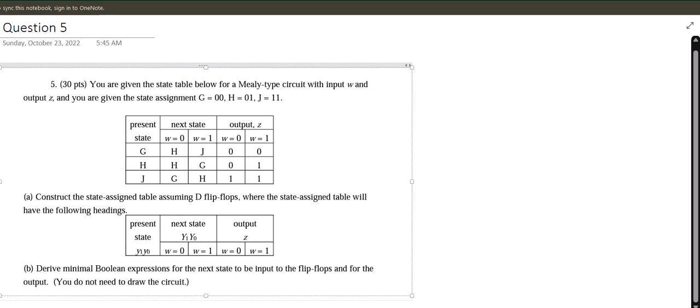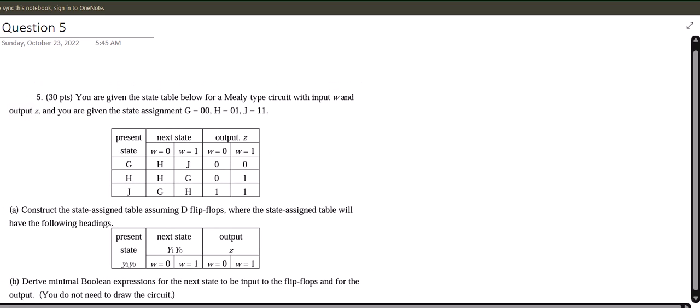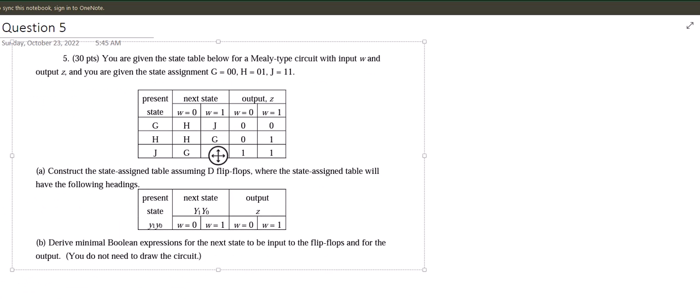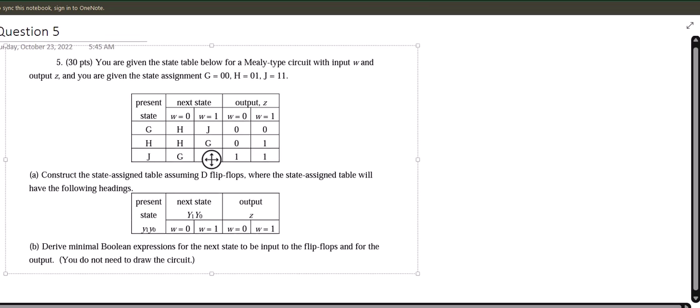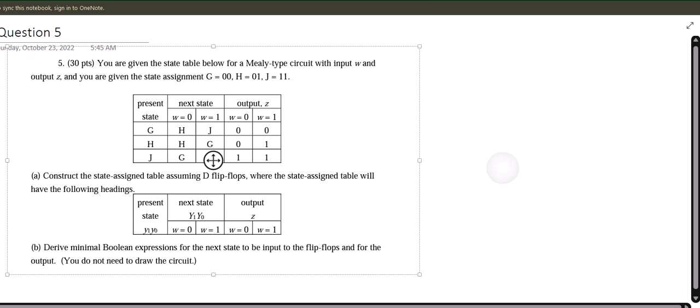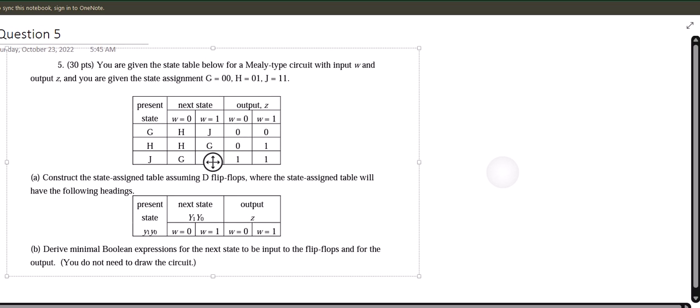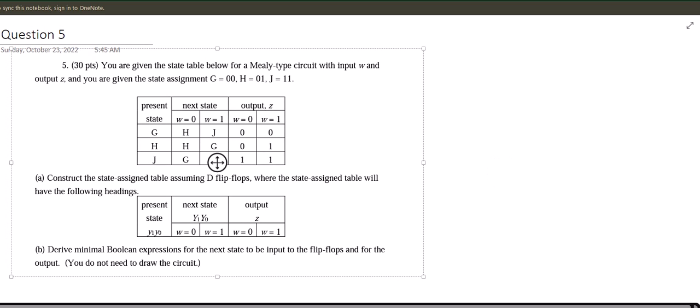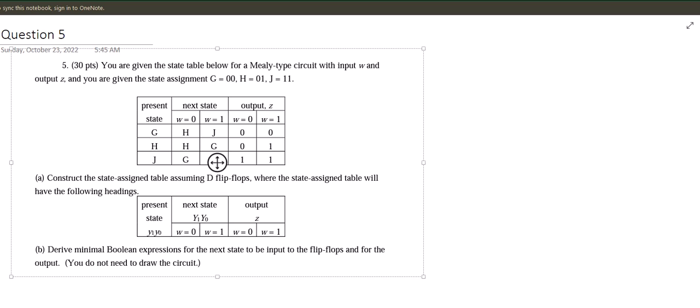You are given a state table below for a Mealy type circuit with input W and output Z. And you are given the state assignment G equals 00, H equals 01, and J equals 11. Construct the state assigned table assuming D flip flops, where the state assigned table will have the following headings.